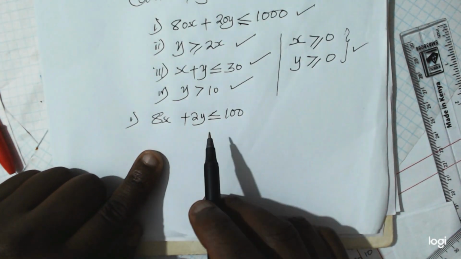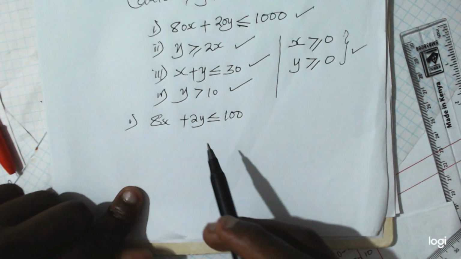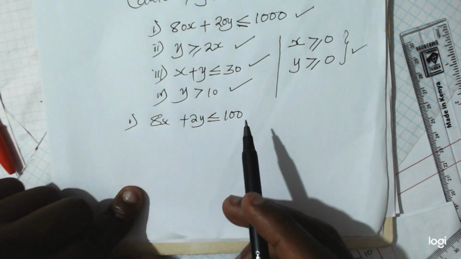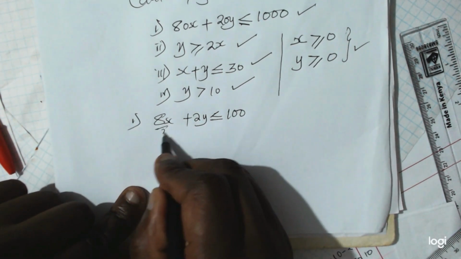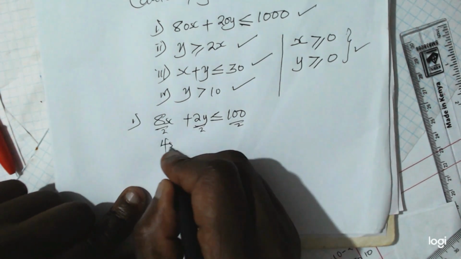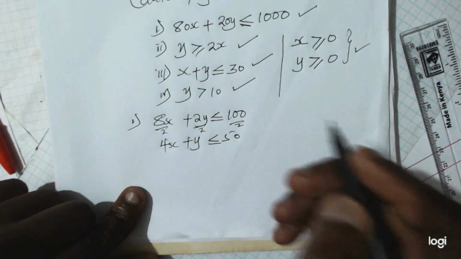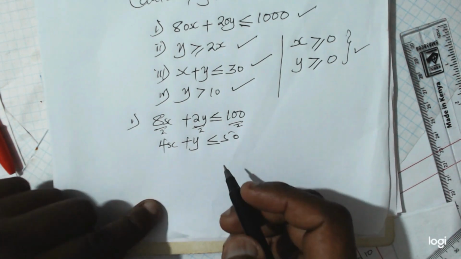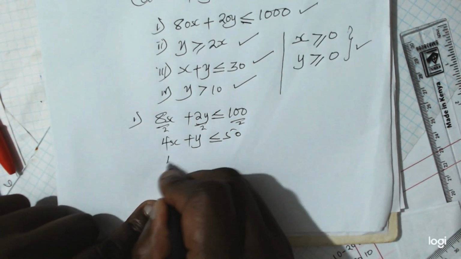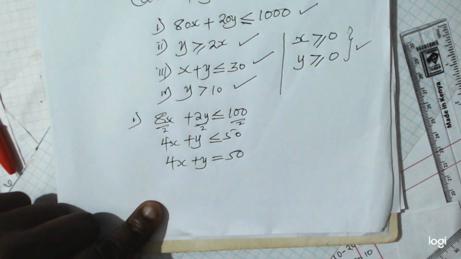You can still simplify it further, but I can still use it like this. There's no problem. If you decide to simplify it further by dividing everything by 2, it is still okay. You divide this one by 2, this one by 2, this one by 2, and you get 4x plus y less than or equal to 50. And the line that you're going to draw here is 4x plus y equals 50.